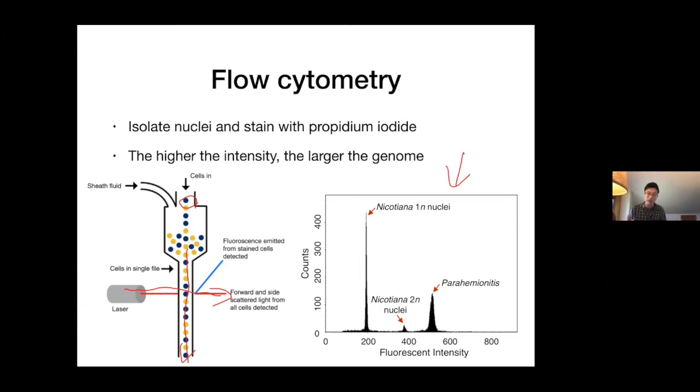It's important when you do flow cytometry to include standards. In this case, this is a fern that we're interested in. We chopped this fern together with tobacco. We know the tobacco genome size, and we chopped them together and ran them together. We know our fern peak is around three times that of the tobacco. So we know that the genome size is roughly 3 times that of the tobacco. Okay.